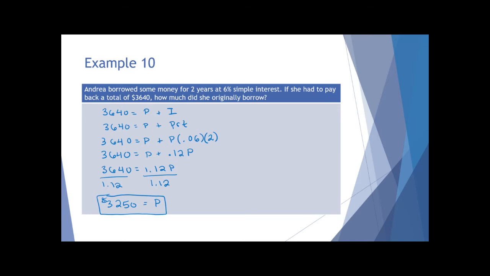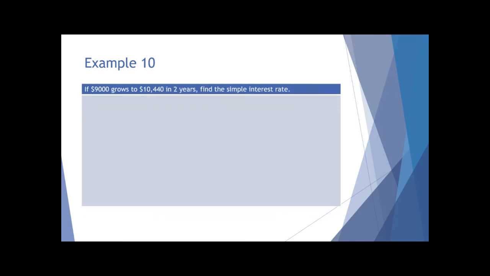Okay, and now on to my last example. If $9,000 grows to $10,440 in 2 years, find the simple interest rate. So we are using I equals PRT, but the $10,440 includes the principal. So we need to figure out how much the interest was. We need to subtract the 9,000 to find the amount of interest that was added on. So that's 1,440 of interest.